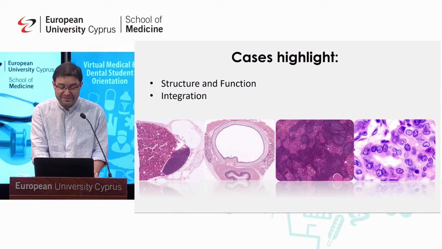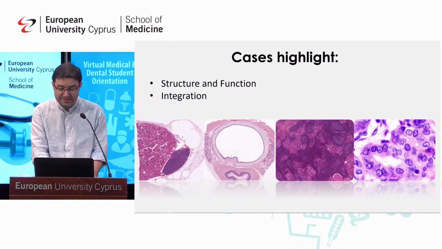For example, the first slide on the left in this figure shows the normal structure of the thyroid gland, the function of which is to produce thyroid hormones. The second picture shows that the thyroid gland is in fact located in the neck, and it is in close association with the trachea, which is the tube located in the center of the figure, and the esophagus, which is the tube located at the back of the figure.